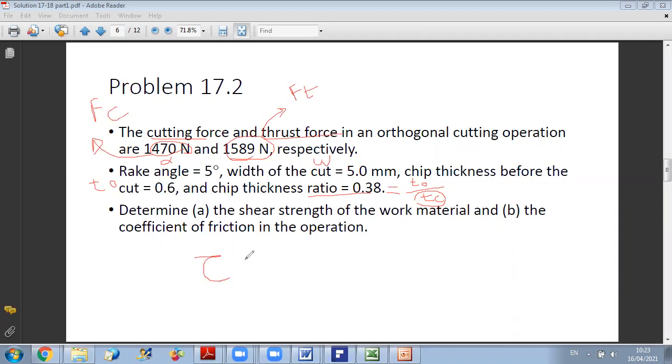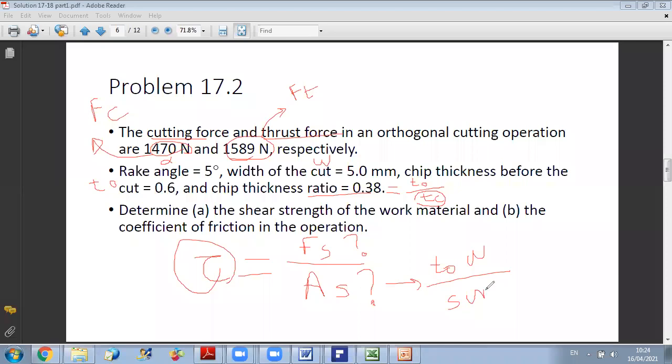You know that the shear strength is calculated based on the shear force over the shear area. Okay? So my purpose here, in order to calculate the shear strength, I should find first what is Fs and what is the area of shear. Now, for the area of shear, it is given by T0 times omega, which is the width of the material, over sine of phi. So the first step here is to get the angle phi.